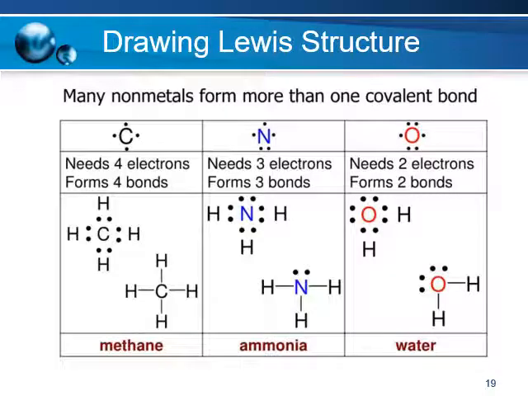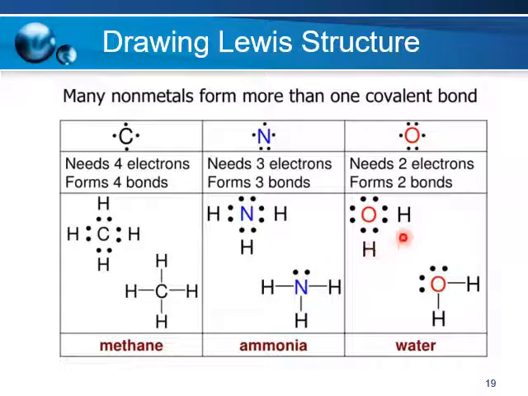Many nonmetals form more than one covalent bond. For example, carbon has 4 electrons. It can form 4 bonds with hydrogen: 1, 2, 3, 4. So carbon is 4, sharing the electron with hydrogen to form CH4, methane. Nitrogen is 5, you need 3 more electrons, so it can form 3 bonds with hydrogen, and it has one lone pair, or we call it dative.